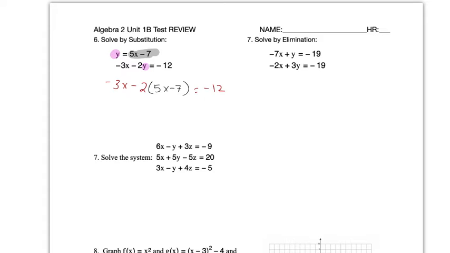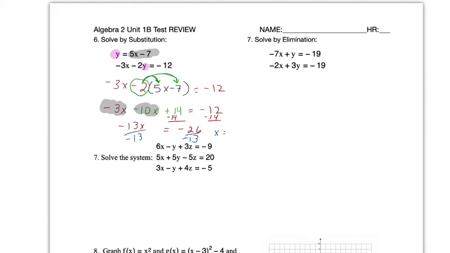And that equation I can solve pretty quick. Now be careful, you're going to have to distribute here. So I got -3x. Here comes that distribution. -2 times 5 is -10x. -2 times -7 is plus 14. See, I've got a pair of like terms on this side. So we'll put those together. It's a total of -13x. And I'll take this 14 over, subtract it. -26, divide by -13. Looks like x is equal to 2.